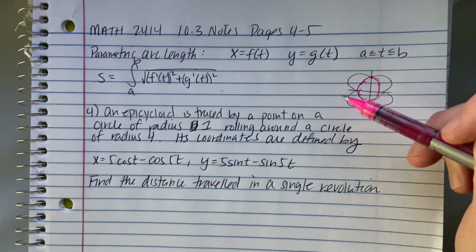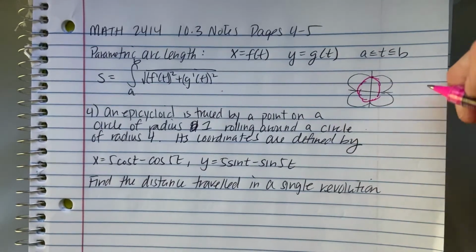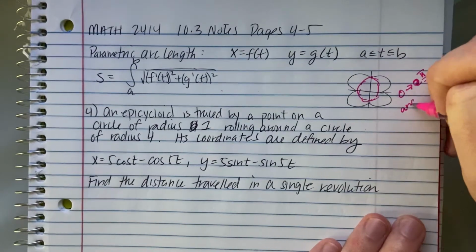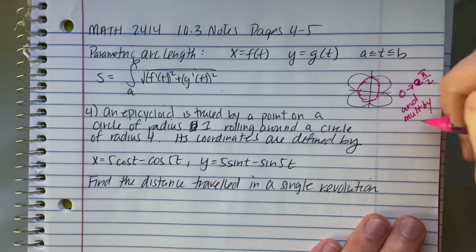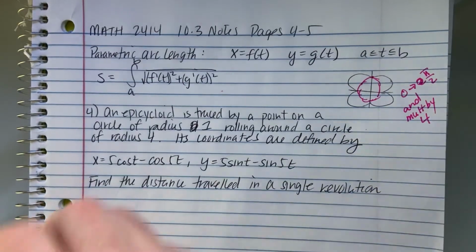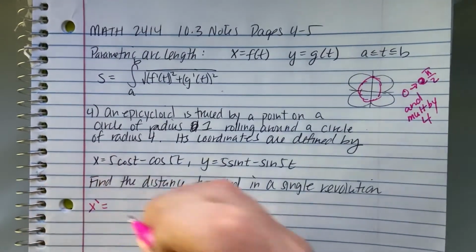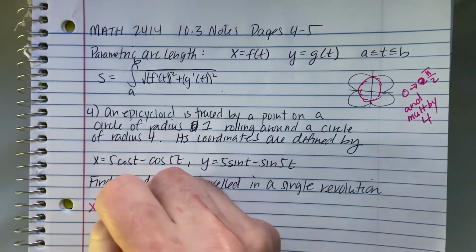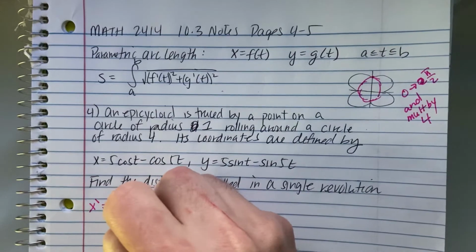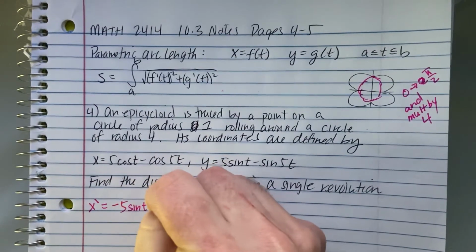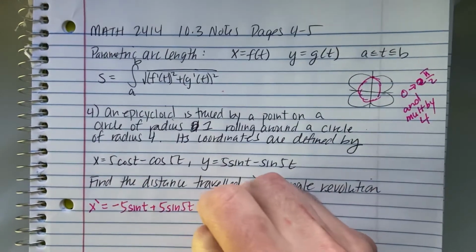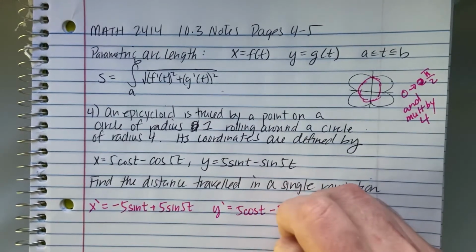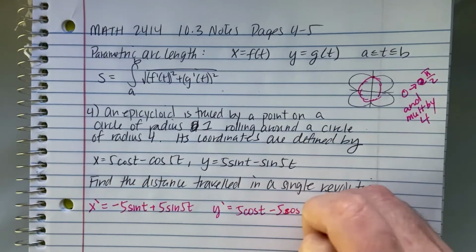Okay, it makes 4 little clover leaves, so we're just going to go from 0 to pi over 2 and multiply by 4. It's the same thing 4 times. So x prime, the derivative with respect to t, would be negative 5 sine t plus 5 sine 5t. Y prime is 5 cosine t minus 5 cosine 5t.